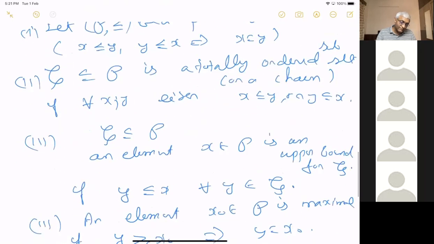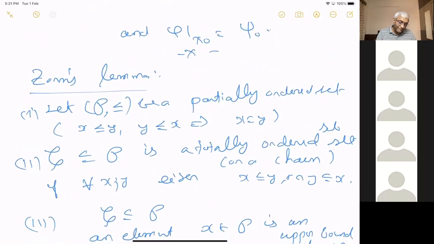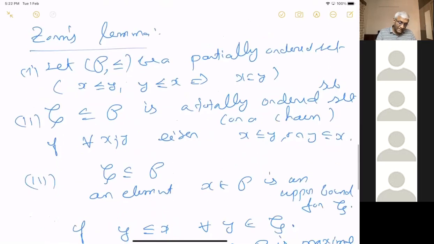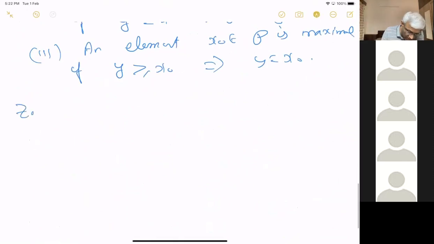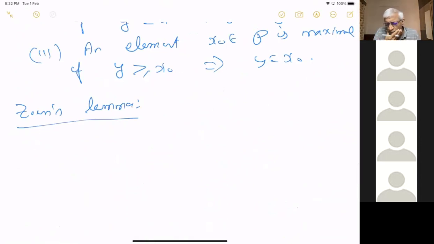So these are the notions we need to state Zorn's lemma. We have a partially ordered set, then a totally ordered subset, then an upper bound, then a maximal element. This is the statement of Zorn's lemma, which we will be using. I'm sure you must have seen Zorn's lemma somewhere or other. Even if you have done topology, Tychonoff's theorem is proved by Zorn's lemma, or what else? I don't remember, but I'm sure you must have seen it.